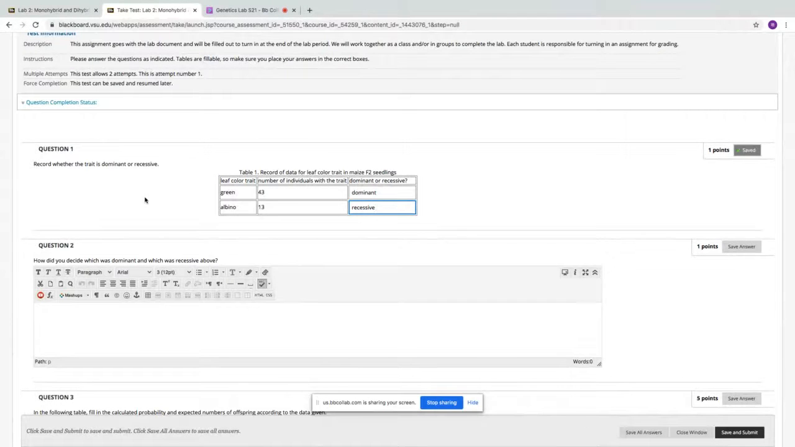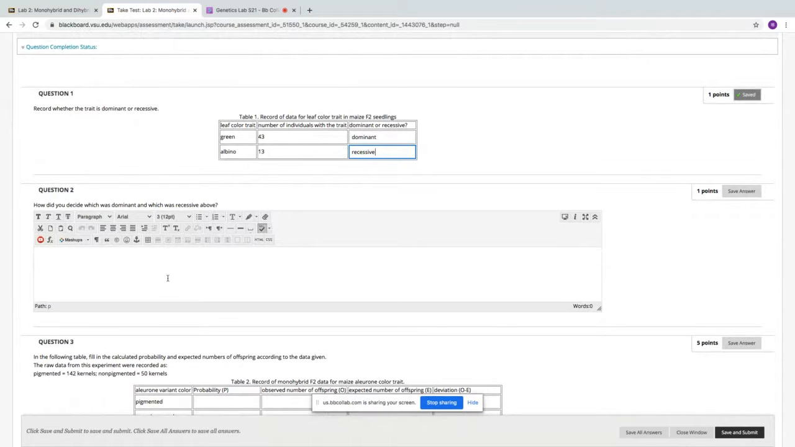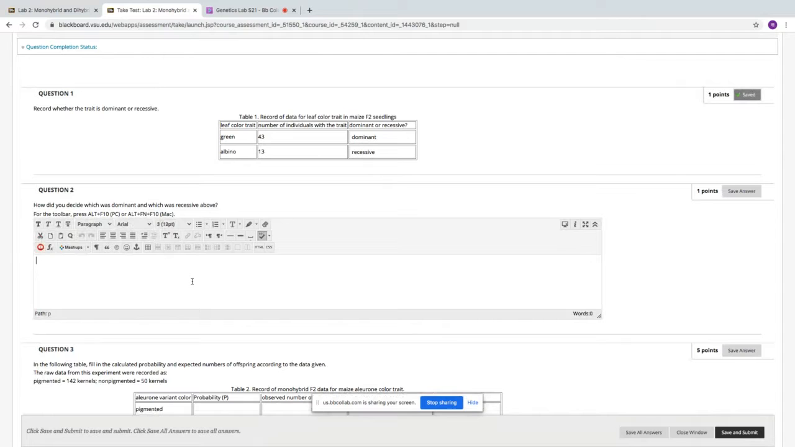And number 2 is pretty simple. When you do, how you decide which was dominant, which was recessive above, how would y'all say that? Basically, there's more leaves that had the green trait than the albino, so we would assume that the green was the dominant because of that. I said something similar to Kayleen: based off of the F2 generation, there was more green present than albino, so we can assume that was the dominant one.